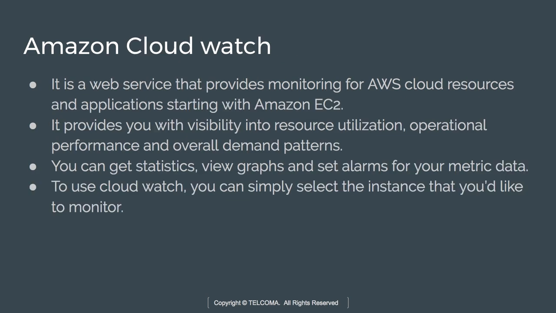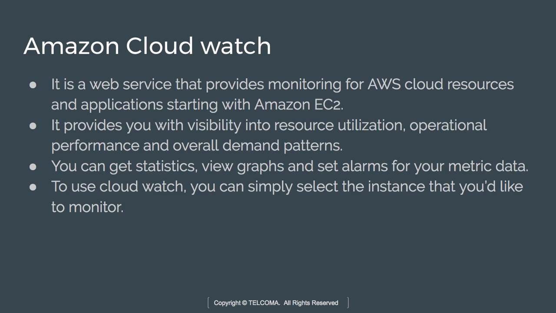Next we have Amazon CloudWatch. CloudWatch provides you with visibility into resource utilization, operational performance and overall demand patterns, including metrics such as CPU utilization, disk reads and writes, and network traffic. We can get statistics, we can view graphs and set alarms on our data. To use Amazon CloudWatch, we need to select the Amazon EC2 instance that we would like to monitor. We can also supply our own business and application metric data.